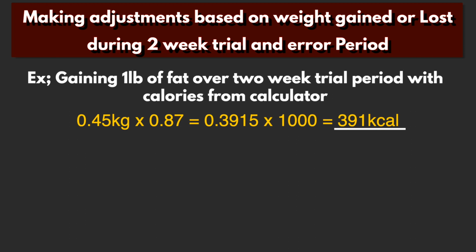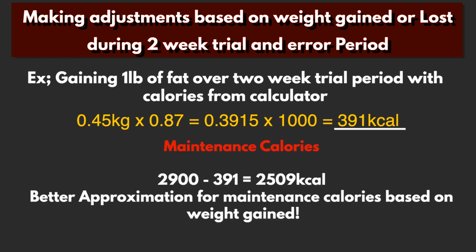So if I gained a pound eating 391 calories above my maintenance based on this calculation, my maintenance would be 391 calories less than what I was eating. So it would be around 2,500 or 2,509 would be a better estimate for my maintenance calories if I gained 1 pound over that 2-week span, okay? Still with me here?